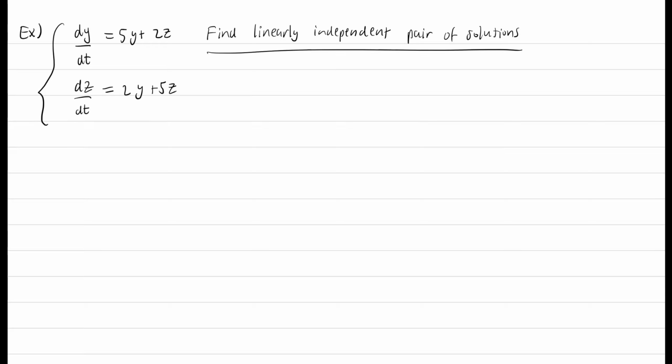And the first step is going to be to assemble a coefficient matrix, and that's just defined as the rows taking up the coefficients of each of the equations. So we got a 5 and a 2 here, so we're going to throw a 5 and a 2 in our first row, then we're going to have a 2 and a 5 in our second row.